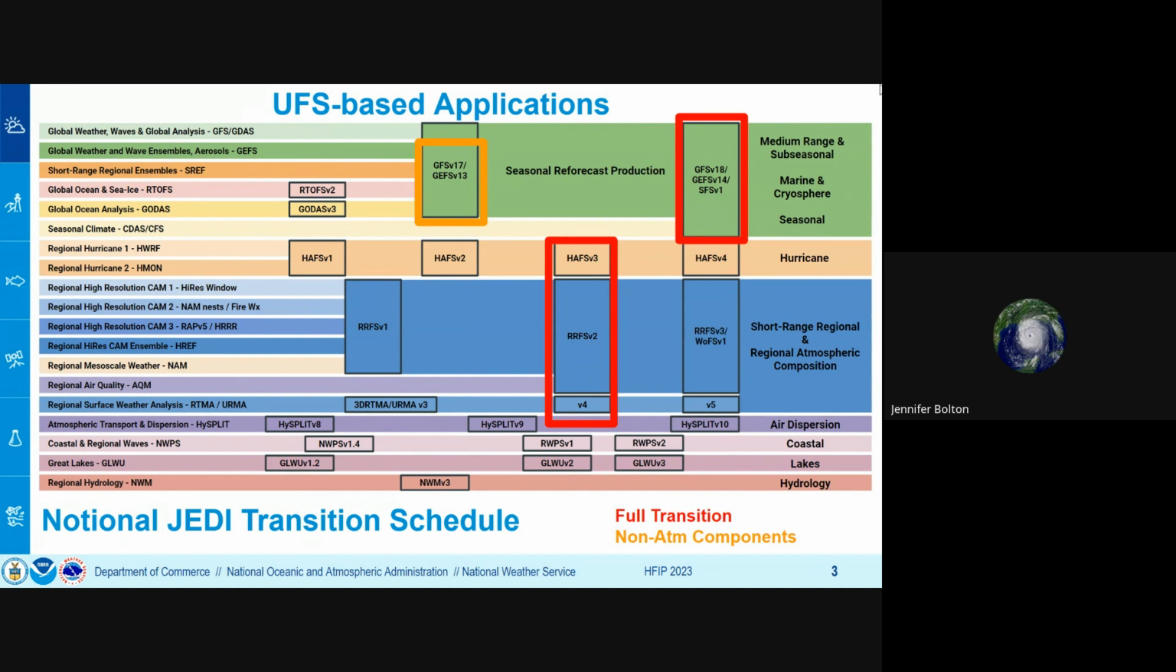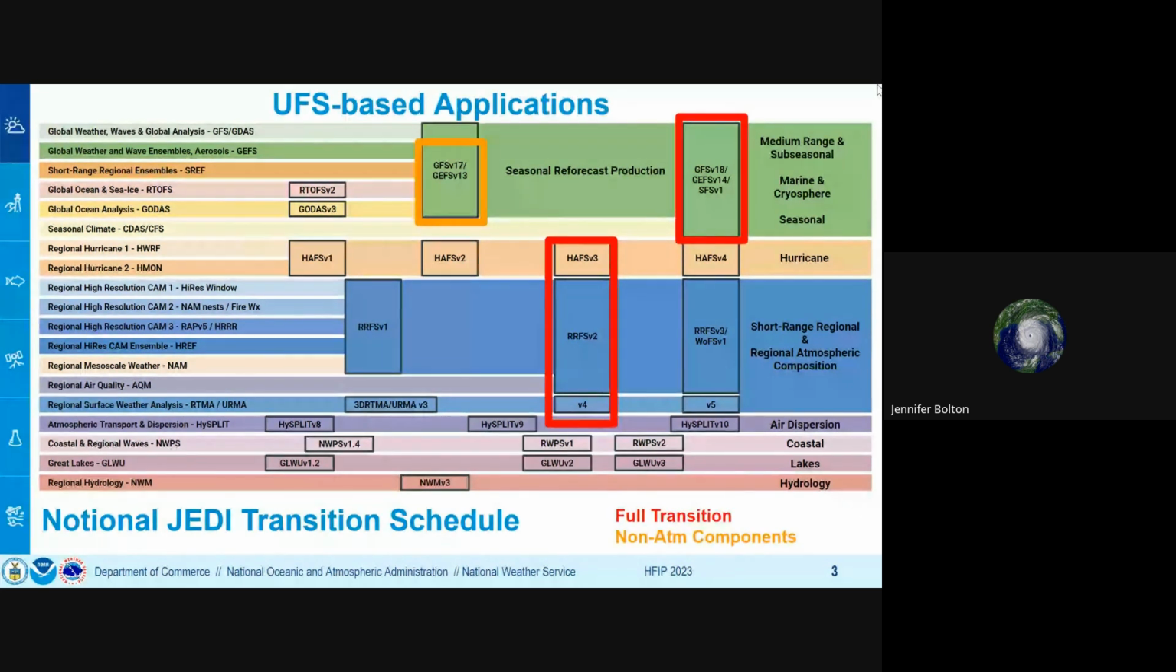So I've already mentioned the non-atmospheric parts of JEDI are going to be included in GFS V17. That is the last major upgrade of the GFS using GSI. V18 will complete the full transition to JEDI. I mentioned the RFS transition plan. RFS version 2, we are committed to implementing using JEDI. We don't know if it's going to be FV3 or MPAS. We'll see how this goes, but we do know it's going to be JEDI for DA.